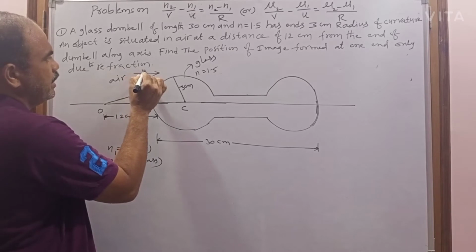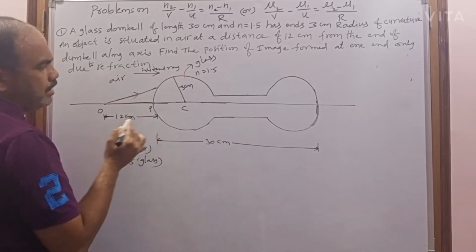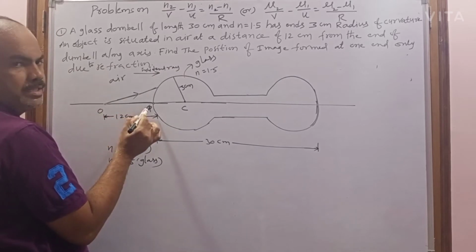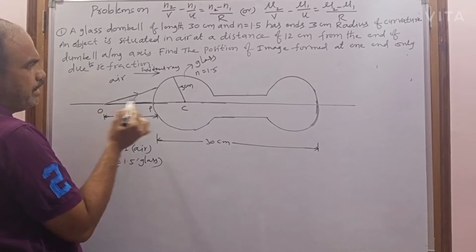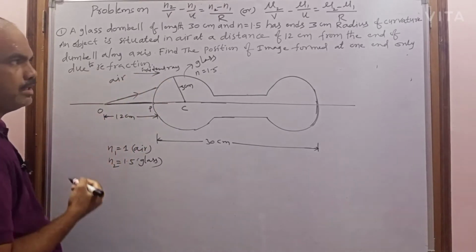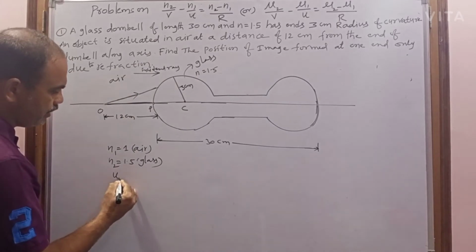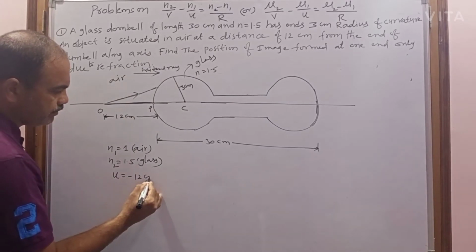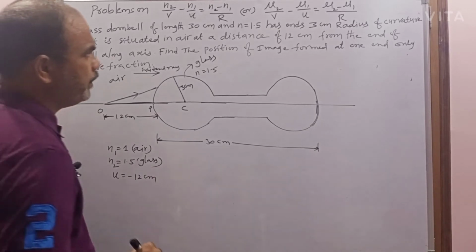This is the incident ray direction. So now to measure the object distance, from where do you have to measure? The pole. So from the pole, when you are measuring the distance, in which direction? Opposite to the incident ray. So that's why u can be taken as how much? The u is 12. So actually u is 12, and this u becomes minus 12 after applying the sign convention.